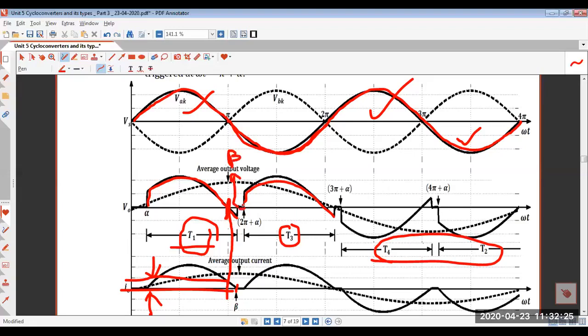From beta to alpha, your output voltage is 0. Why? Because from omega t is equal to pi to omega t is equal to... the 2 pi plus alpha that is written, it is not, it is pi plus alpha actually.